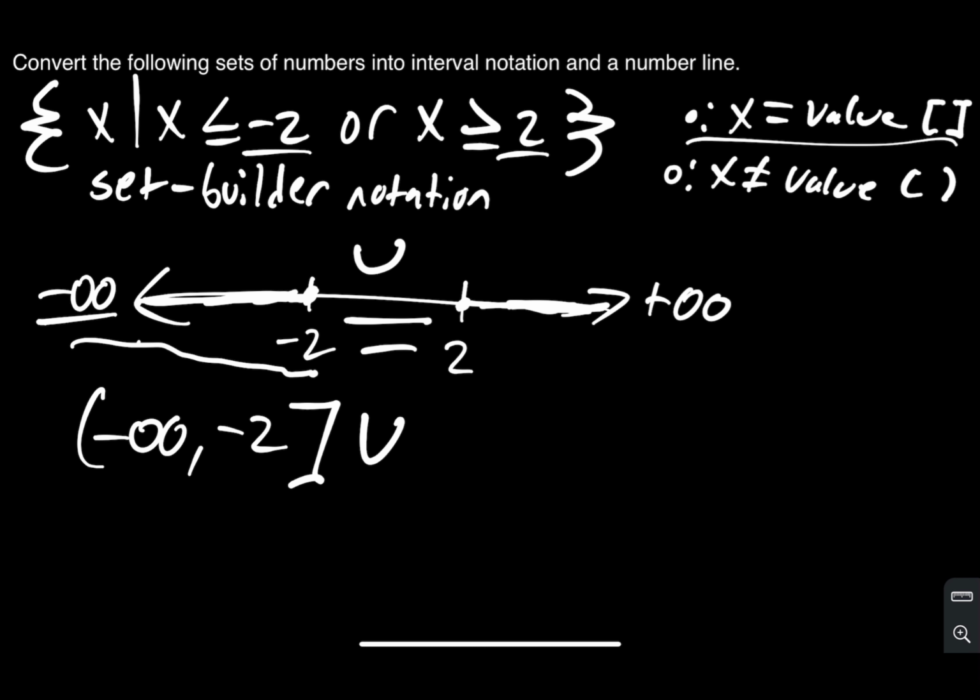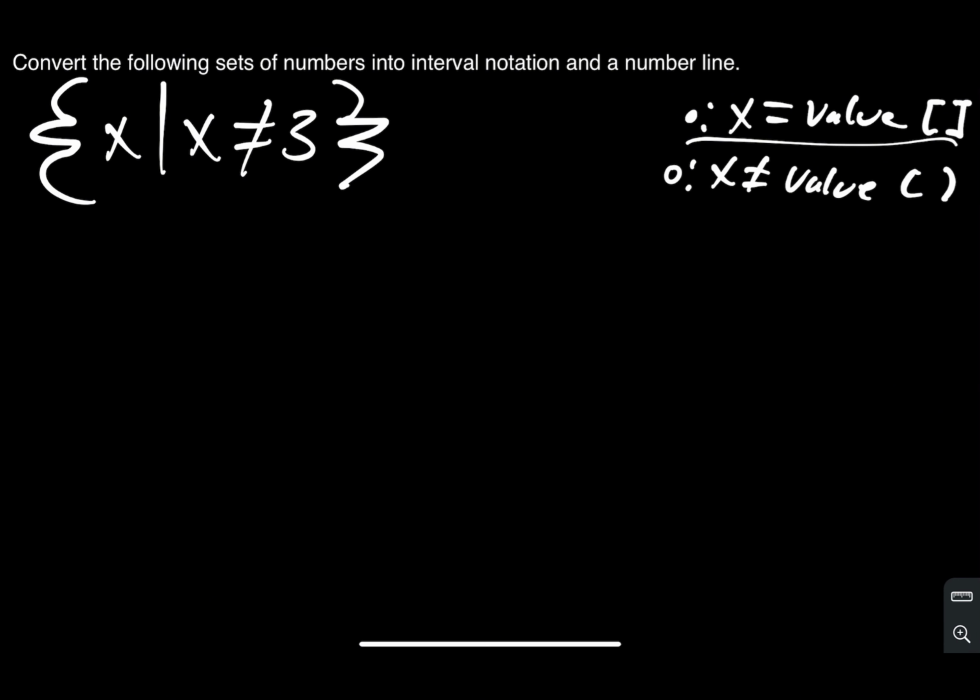And then we have 2 to positive infinity. So 2 has a shaded endpoint, which means we use brackets. X can be exactly 2. And then comma, and then we go to positive infinity. Remember, infinities are always represented by parentheses. So that's your answer. Now we have another inequality in set builder notation, and we want to create a number line for it and convert it into interval notation.